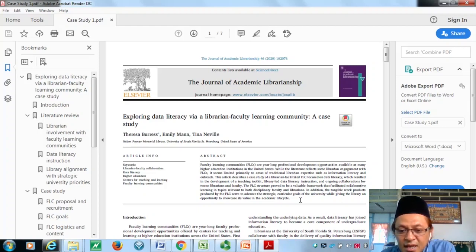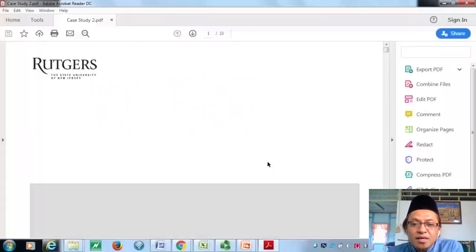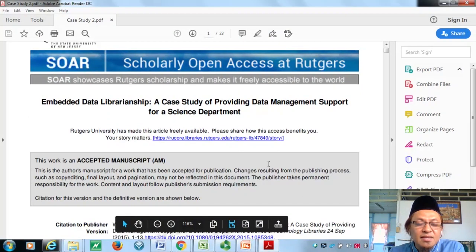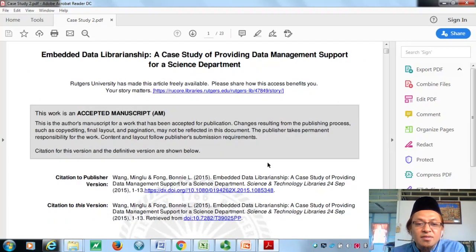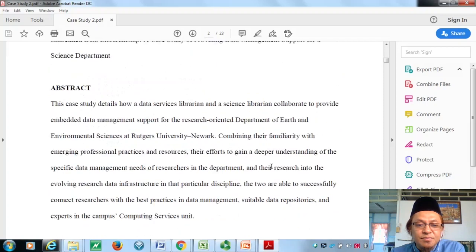which resulted in the development of a teaching toolkit, library-led data literacy instruction, and ongoing collaboration between librarians and faculty. This is interesting. The FLC structures proved to be valuable. FLC stands for Faculty Learning Communities. So the faculty learning communities work hand in hand with the librarians to come up with a tool called library-led data literacy instruction. This is interesting. The last one is an example using case study: embedded data librarianship, a case study of providing data management support for a science department.